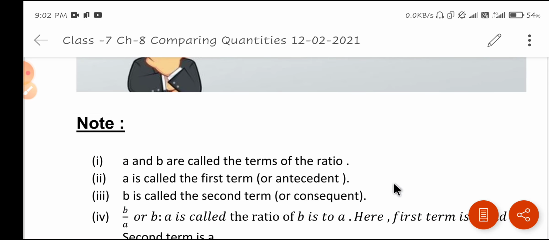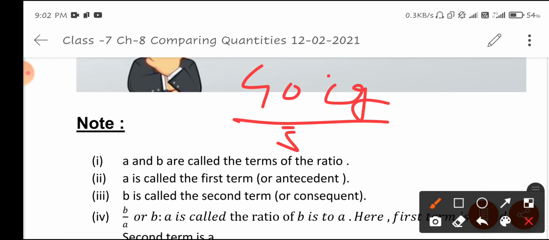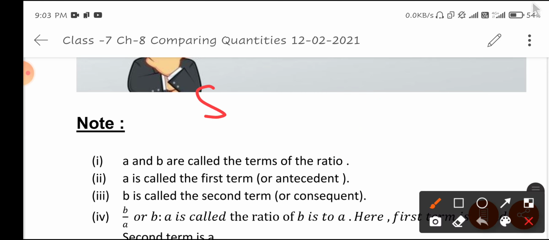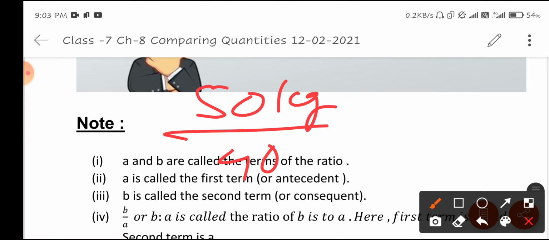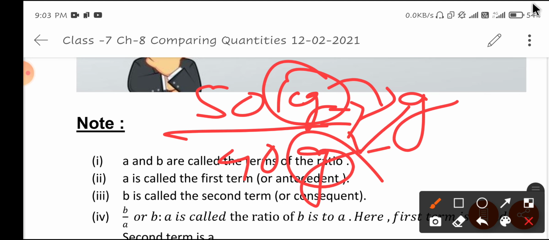The same unit means, if you are comparing the weight of any two students, one is 40 kg, the second is 50 kg. You can see both are in kg. So as both are in kg, we can find the ratio between the two weights. But if it is given as 50 kg upon 40 gram, now you can see one is in kg, the second one is gram, so we cannot compare. First of all, we'll have to change kilogram into gram. After changing into the same unit, you have to find the ratio between the two quantities. So ratio means the comparison of any two quantities with the same unit.